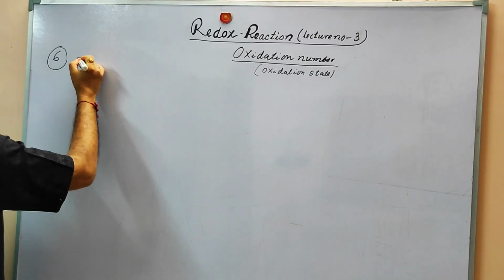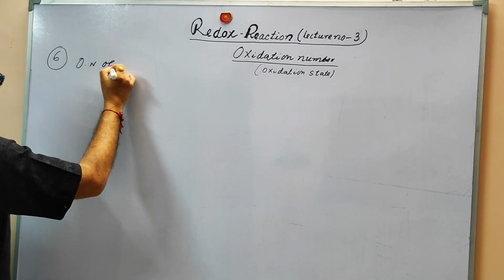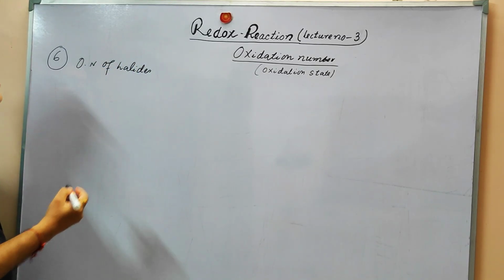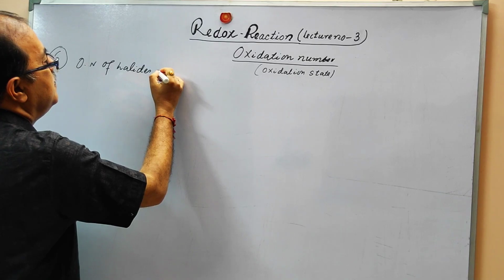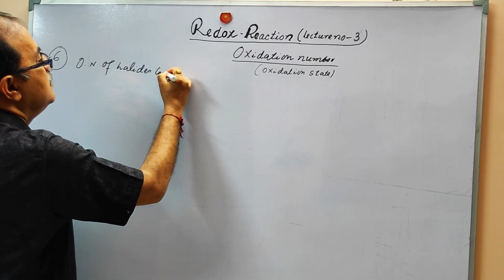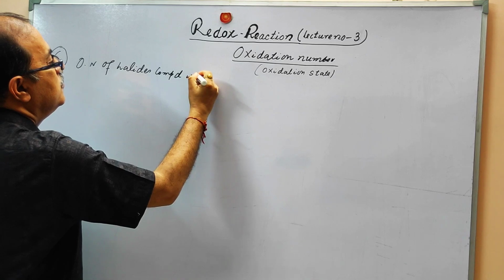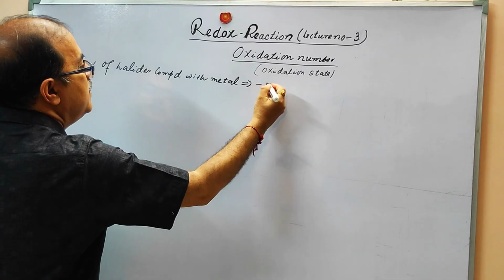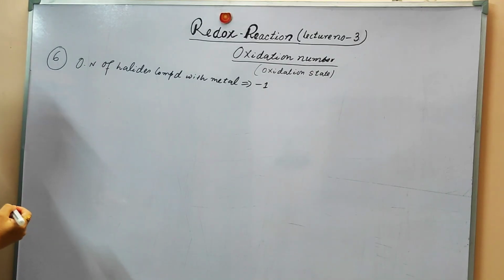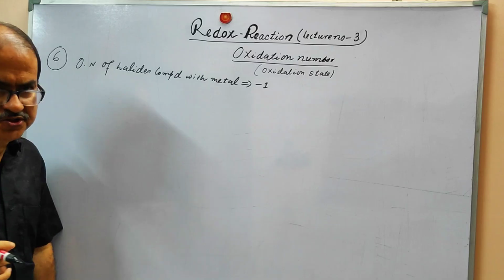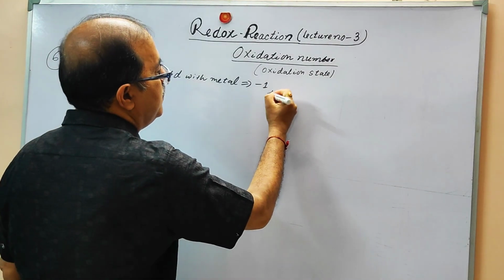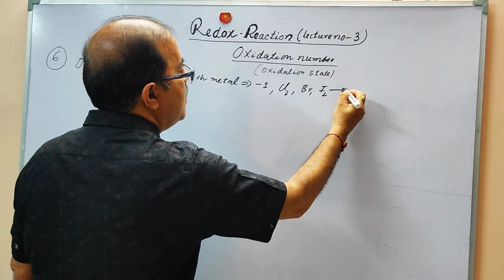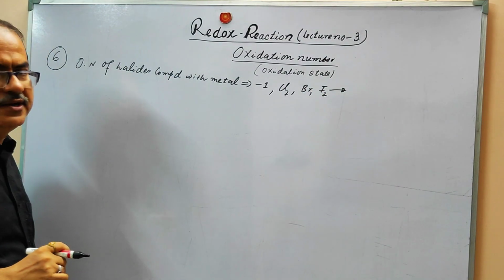Okay, the oxidation number of halides in a compound with a metal is -1. But the oxidation number of halogens can change, except fluorine. Chlorine, bromine, iodine all will have different oxidation numbers, which we will understand later on.